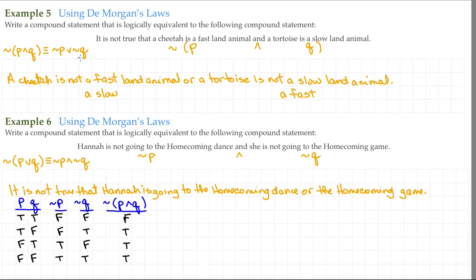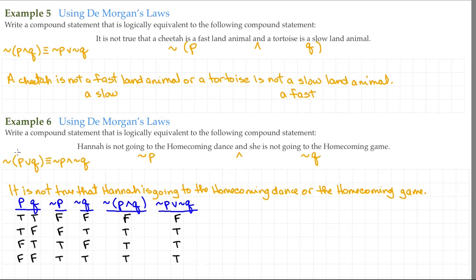I'll then do not P or not Q. This is a disjunction. For this disjunction to be false, both simple statements must be false. And that occurs right here. So this is false. Other than that, it's true. And as you can see, they're logically equivalent to each other. Their truth values match up, so they're logically equivalent.